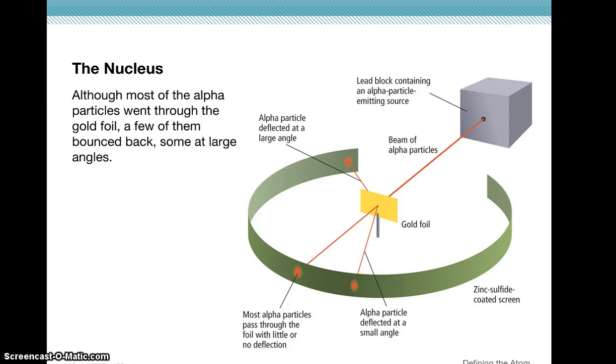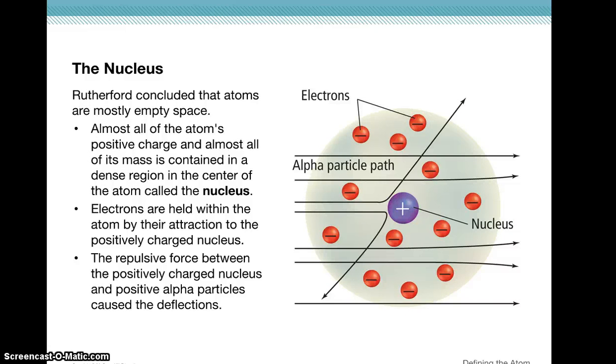So Rutherford had to change the idea of what an atom was made out of, and he came up with the idea of the nucleus. He said that rather than all that positive charge being spread out, the positive charge and most of the mass is contained in a dense region in the center of the atom, and he called it the nucleus. And then the electrons are held within the atom by their attraction to the nucleus. So when these alpha particles were coming in, the ones that bounced off were actually hitting the nucleus, and the rest went through the empty space that makes up most of the atom and went through to the other side.